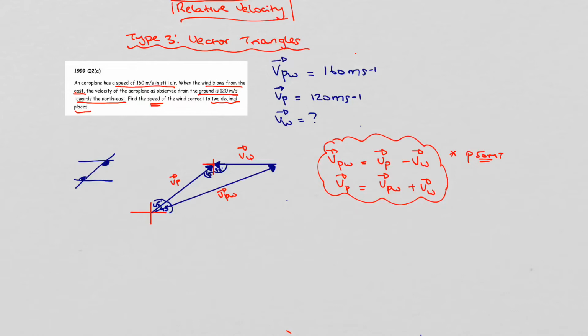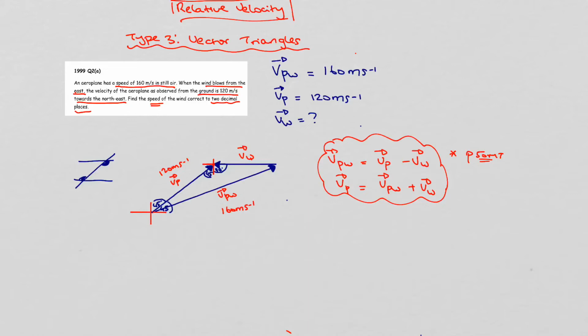If we want to find the velocity of the wind then, we have to see what else we know. So if I take out this triangle and make it into a clear triangle, what other information can I mark in it? Well, I can mark in the velocity of the plane relative to the wind is 160 meters per second, and the velocity of the plane is 120 meters per second. So now you can see we've got one angle of 135 degrees and some velocities.